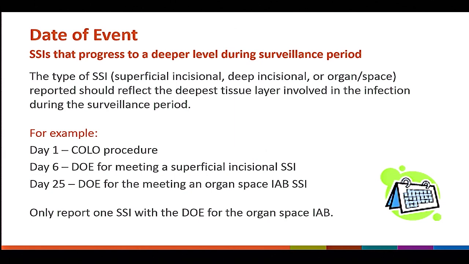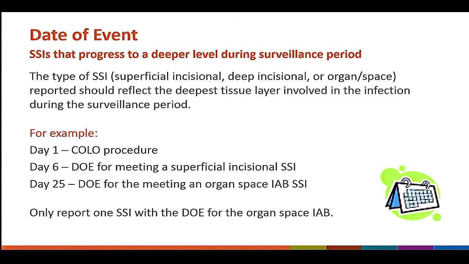So for example, if you have a colo procedure, and then on day 6 is your date of event for meeting a superficial SSI, and then on day 25, your date of event is the date of event for meeting an organ space IAB SSI, you're going to want to report the IAB SSI on day 25. You never want to report 2 SSIs of the same site to the same operative procedure during the surveillance period. You're just going to report that deepest level of SSI.